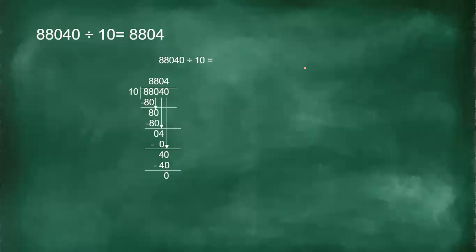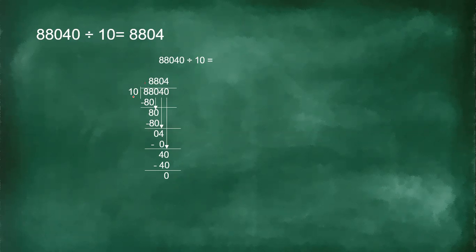So, sir, the division sum is 88,040 divided by 10, with the answer 8,804. Here's how I did it. First I said, how many times does 10 go into 8? Which is 0 times, but 0 cannot be before the number. So then I said 10.